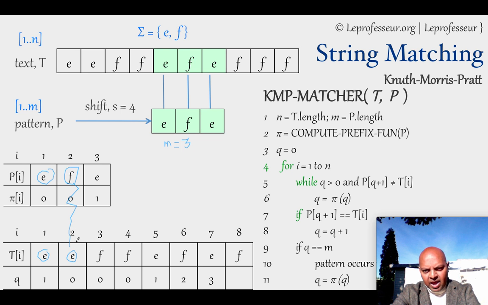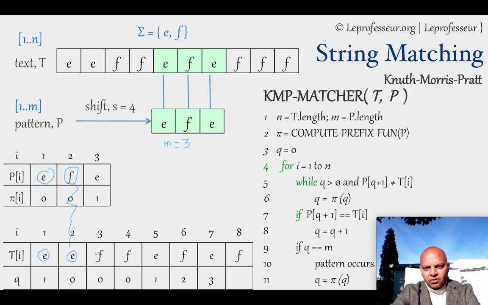f and e don't match, so we satisfy this condition at line number 5 and we update the q value: q equals pi of q. So what is pi of q? Here q is 1, and pi of 1 is 0. We update the value of q to 0 and we move on to the next i value, which is 3.